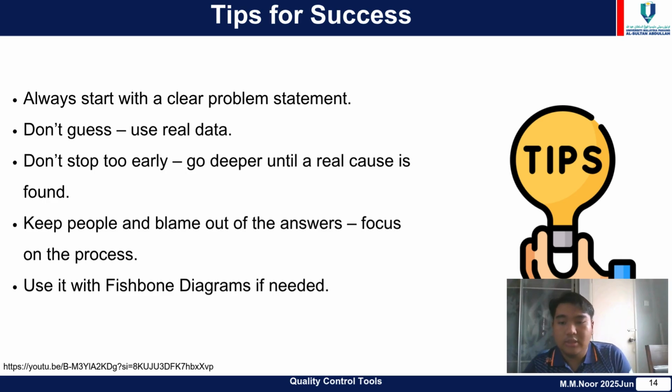Here are a few tips to make a success of five whys. You can start with a clear problem statement. Use facts and not guesses. Don't stop too early and keep asking until you find something real. Avoid blaming people. Focus on fixing the process, and you can also combine it with tools like the fishbone diagram for better results.